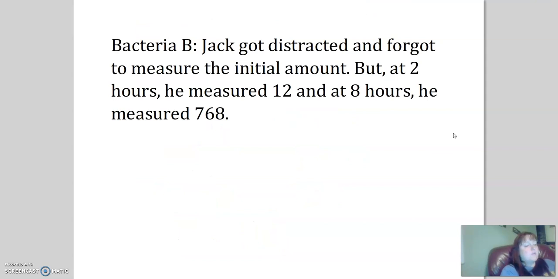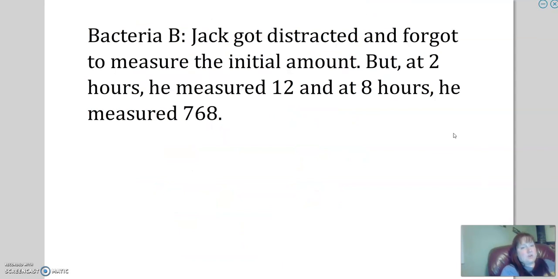Okay, so he had these 2 bacteria cultures, right? And the first one he was really good, but the second one he got distracted because, you know, he's a college student and college students get distracted. So he forgot to measure the initial amount. Maybe he wrote it down on like a Post-it or something, but lost it because, you know, he's sleep deprived from being in college. Anyway, so at 2 hours, he had the measurement for 2 hours and it was 12. And at 8 hours, he measured 768.